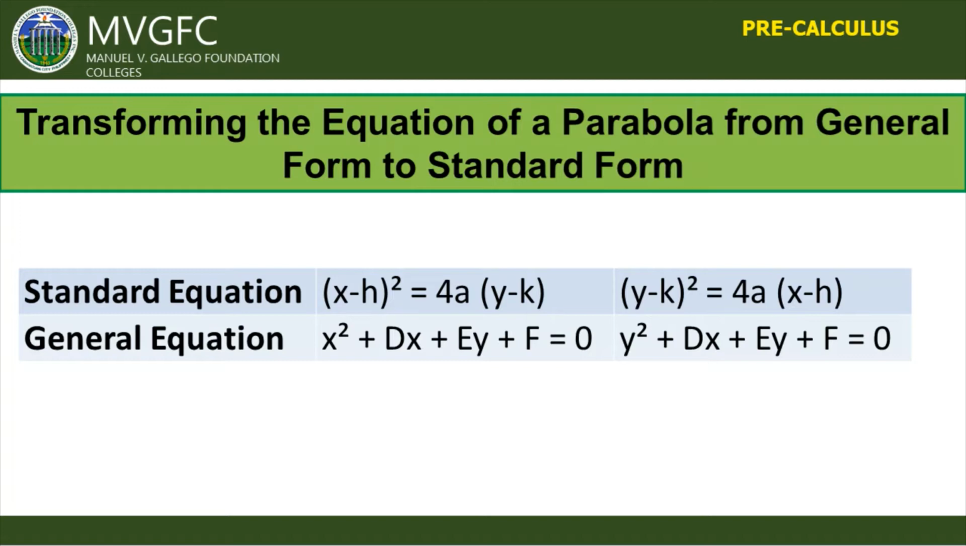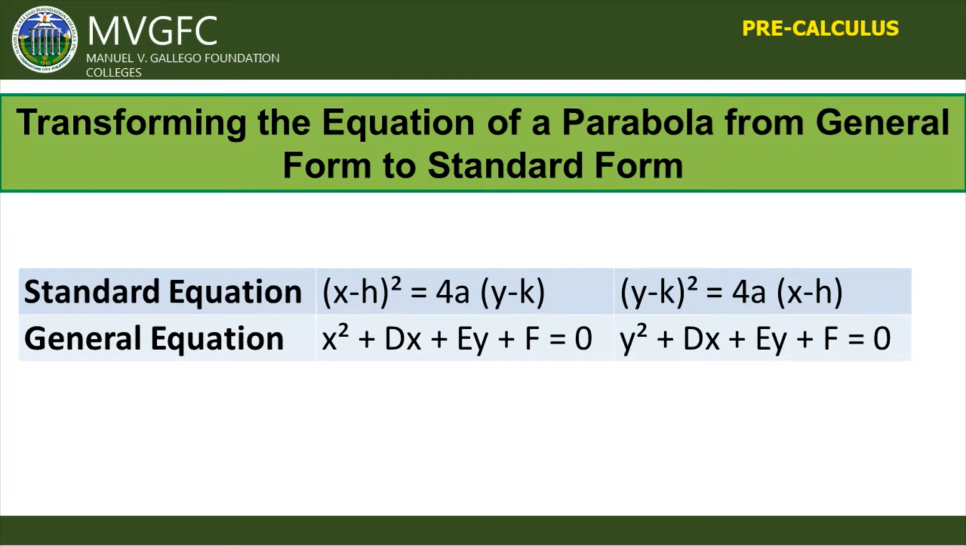Same on the general equations, it can be started in x squared or in y squared. For x, we have x squared plus dx plus ey plus f is equal to 0. And for y, we have y squared plus dx plus ey plus f is equal to 0. Note that d, e, and f are simply constants.